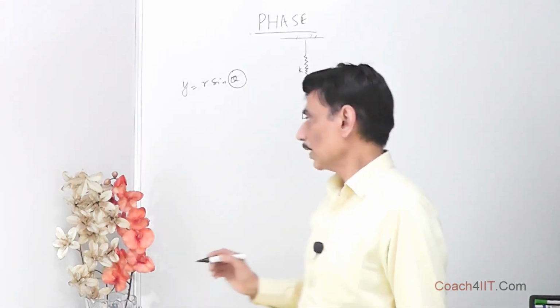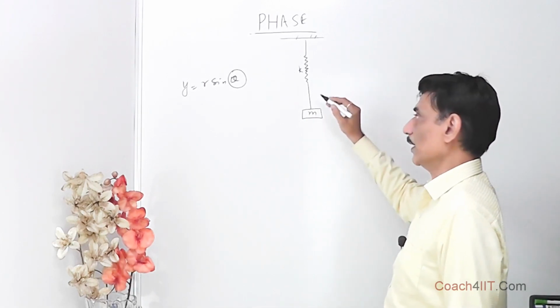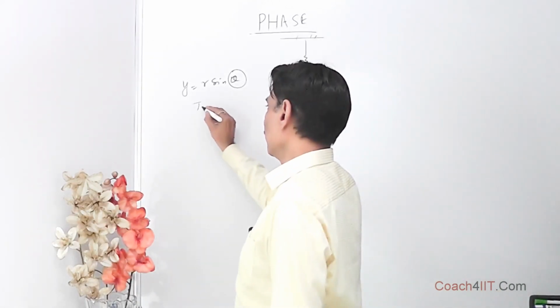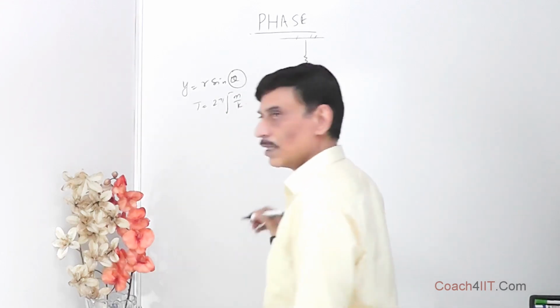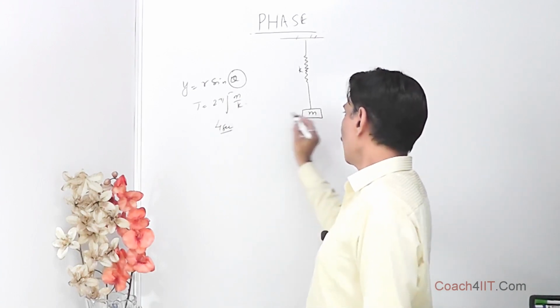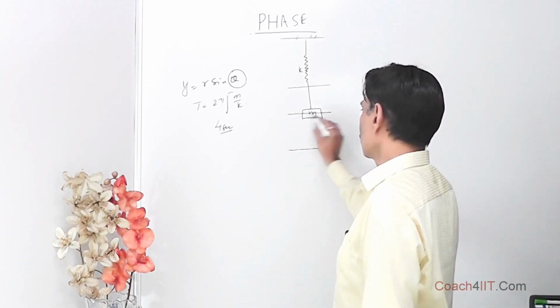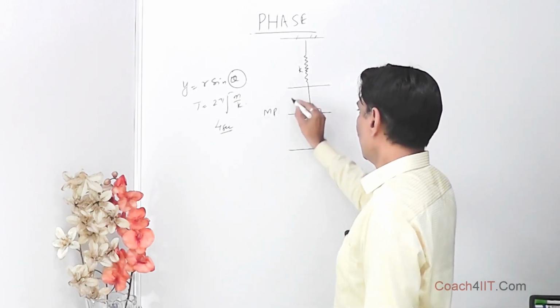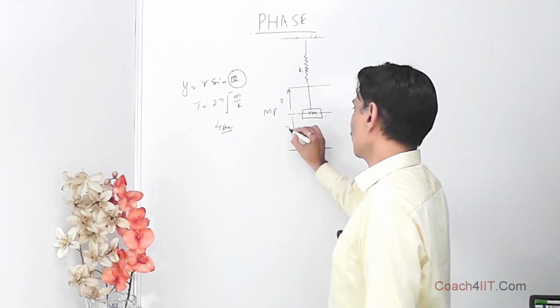For example, if we have a mass hanging by a spring of spring constant k, its time period is 2 pi under root m by k, and let's say it comes out to be 4 seconds. It is vibrating within these limits. This is the mean position, and this is one extreme, this is the other extreme. So this is the amplitude, we call it r.